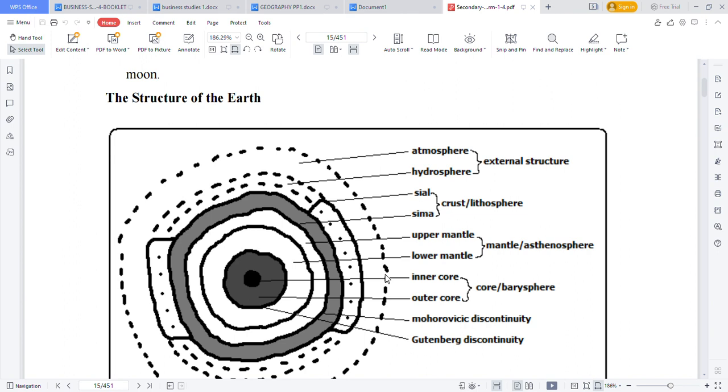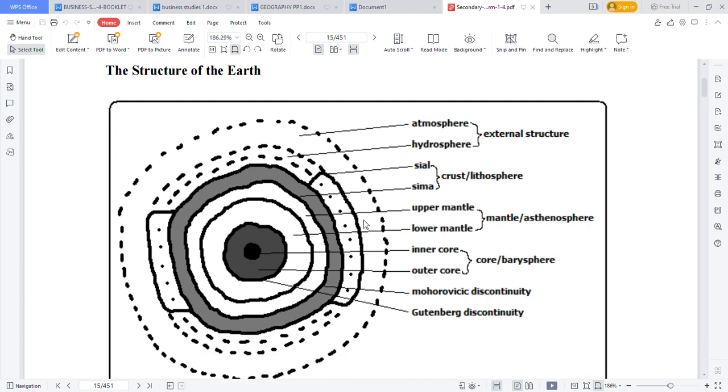So this is lesson 2. We are going to proceed from where we left. This video is going to take 1 hour. Each lesson is 1 hour. So we are going to start from the structure of the earth.